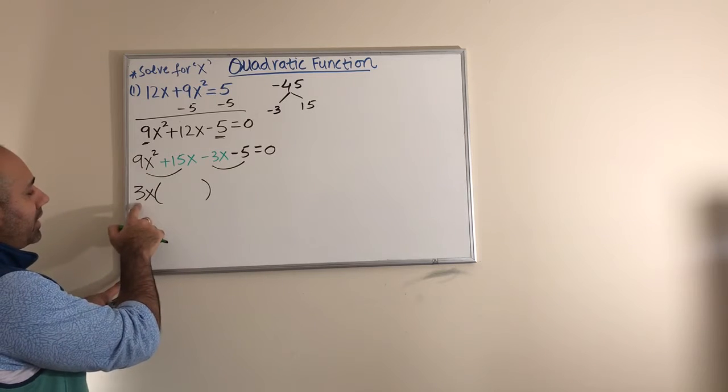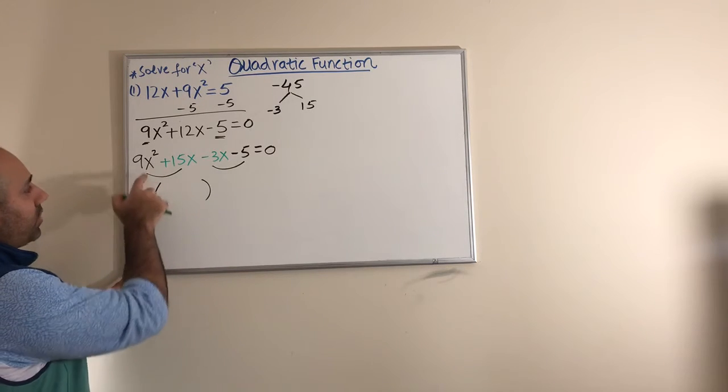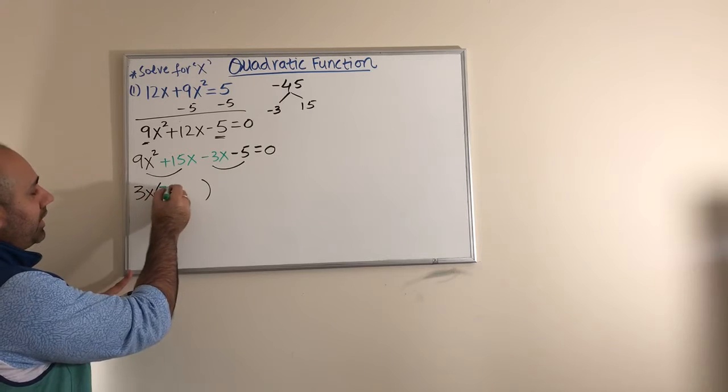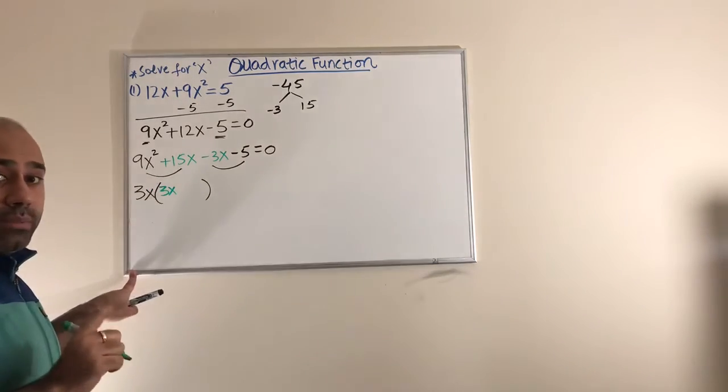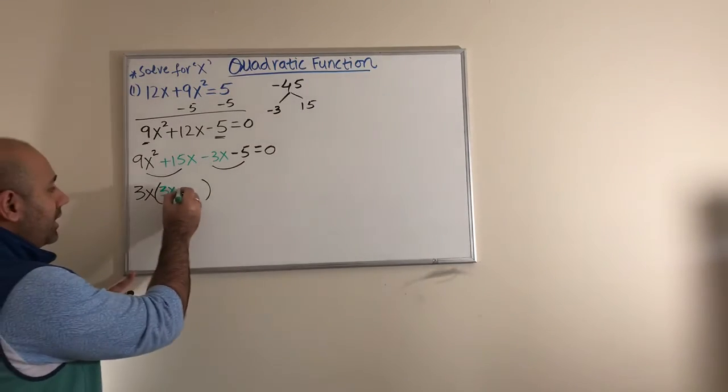So what should I multiply 3x by to get 9x squared? Obviously I've got to multiply by 3x, because 3 times 3 is 9 and x times x is x squared. So that gives me the first term back. I still have to get the second term.